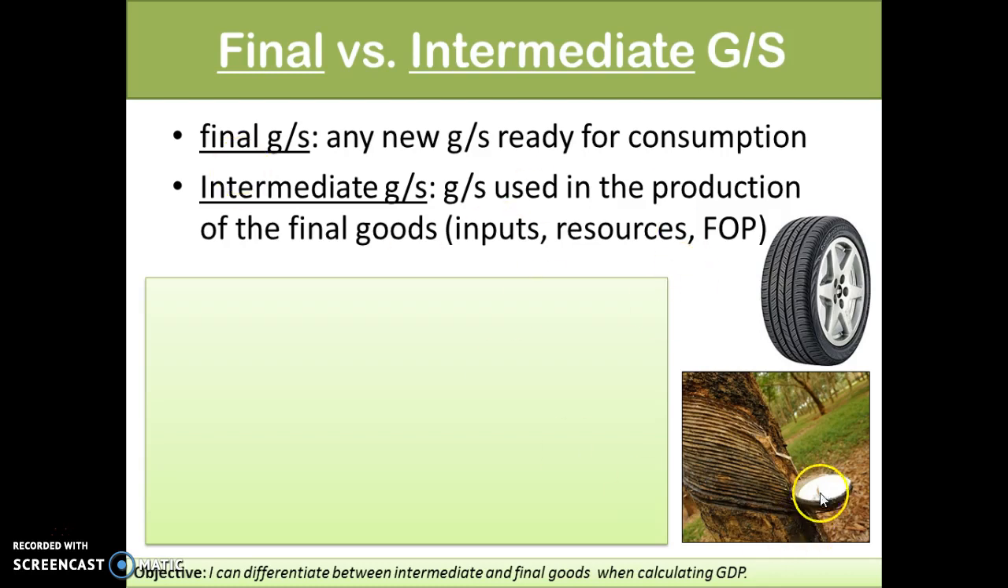A simple example would be rubber that comes from a tree, but we don't buy rubber in that form. We buy rubber that has been turned into a wheel or a tire that goes on a car. And so we buy tires, we don't buy the rubber. The rubber would be an intermediate good, and the cost of that is already included in the cost of a tire. So we avoid double counting by only including the final goods and services.